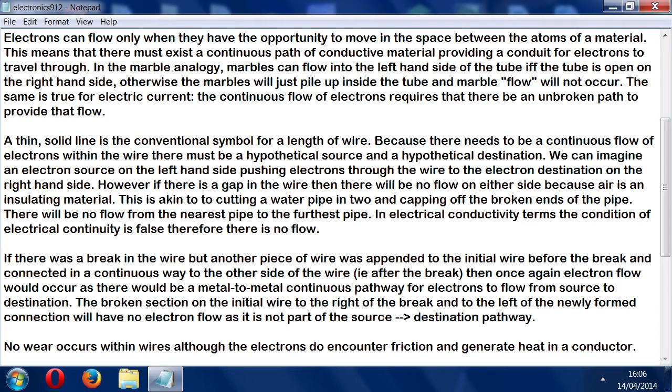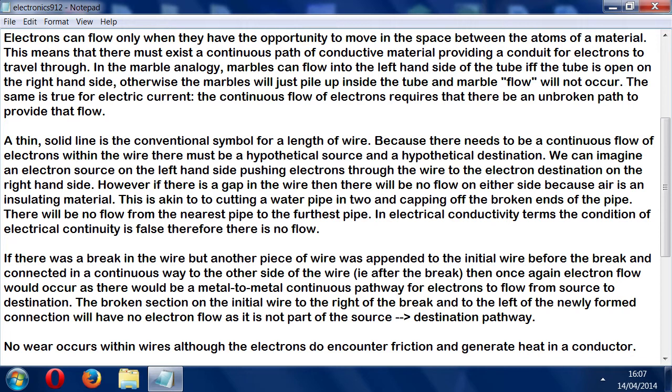Yeah, so there's a break in a wire, but another piece of wire is appended to the initial wire before the break and connected in a continuous way to the other side of the wire, i.e. after the break. So you've got a wire coming in, and then there's a break. But just before that break, you've got a metal-to-metal contact ball that's connecting it down, and then it comes up. So there's the break. It's basically to the right-hand side of the break, but also on the left-hand side you've got a bit of wire connected to the initial wire, and then the right-hand side is the end of the initial wire, and it just flows in. It makes that continuous connection basically.